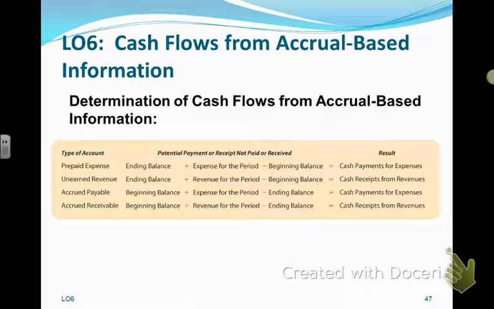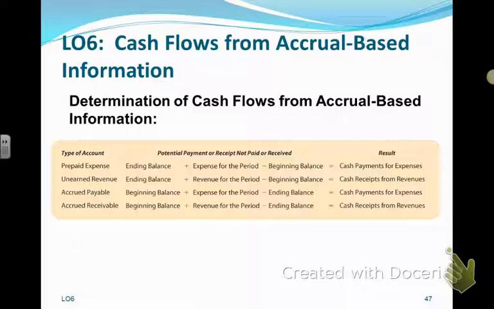So when we're trying to determine cash flow from an accrual-based business, when we're looking at prepaids, this is important for you guys. If you have a problem that you're going to do, say for homework, this is a good little toolbox for you. If it's a prepaid expense, you're going to use the formula that's there: ending balance plus the expense for the period minus the beginning balance is going to give you the cash payments that have been made for the expenses for the year.